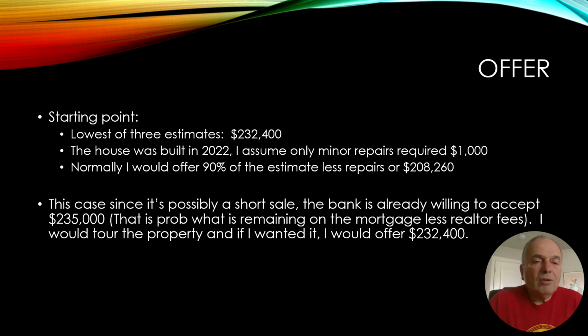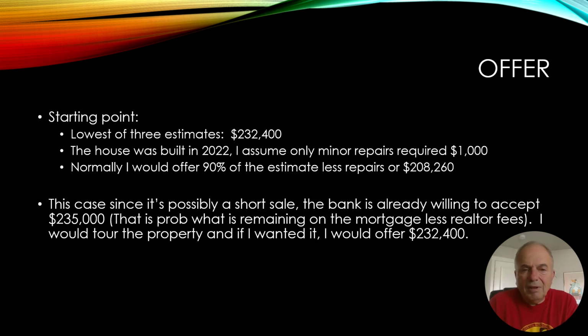So it's probably in pretty good shape. When I look at the three estimates, the lowest of the three is 232,400. Again, the house was built in 2021. I don't think I'm going to need many repairs on this, maybe $1,000. So normally I would offer 90% of the estimate, less repairs. So my initial starting point would be 208,260. In this case, since it's possibly a short sale, the bank's going to want the 235, but still, the 208 is my number.